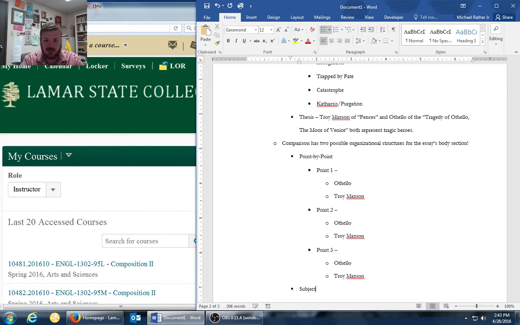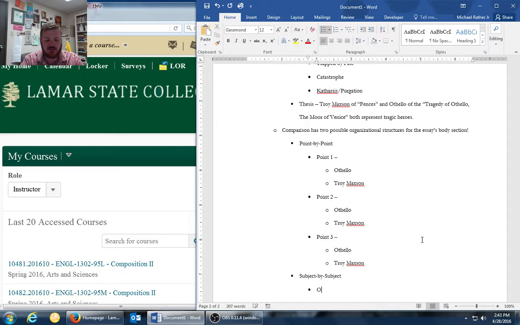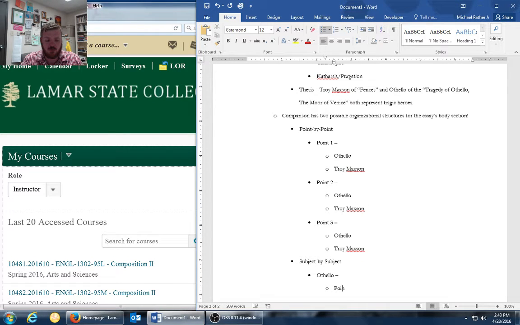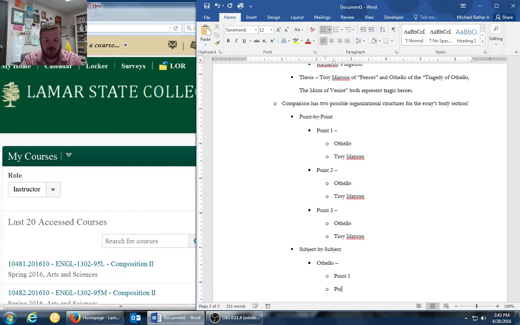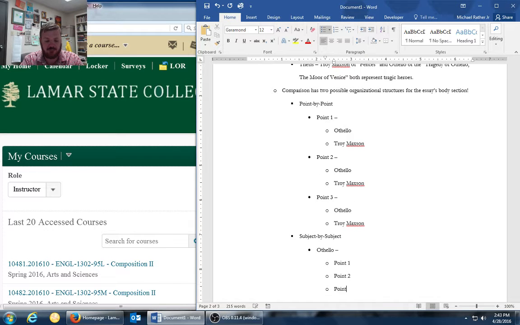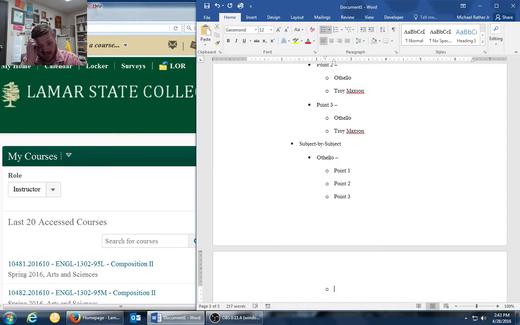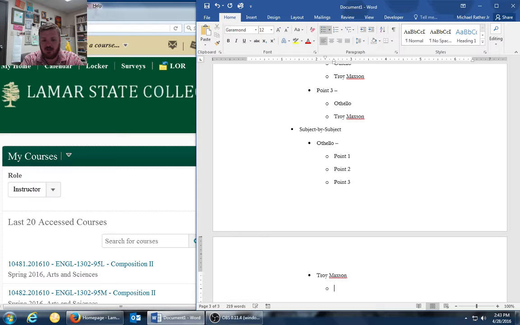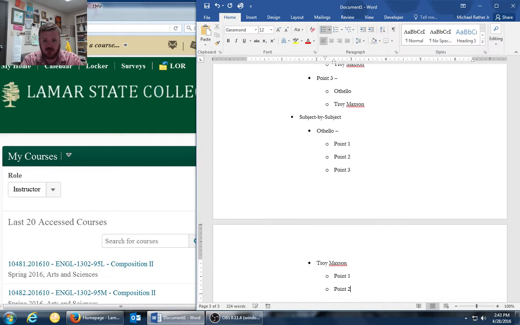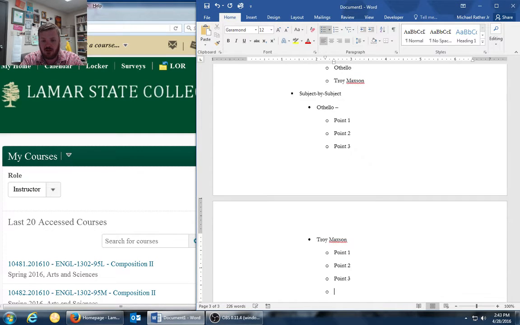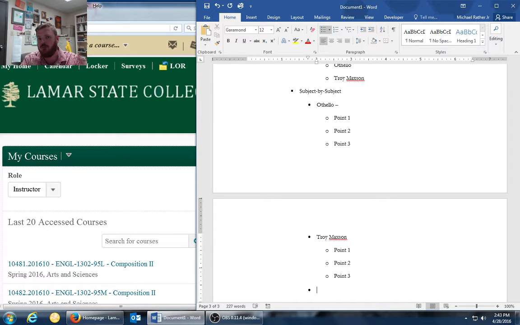Now that's one possibility. You may also do what's called subject by subject, where you do a section on Othello and you talk about point one, point two, and point three, using the example, explain, and transition with that. Then you do a section with Troy Maxson from Fences, and you do point one, point two, point three. Now, I'm not going to tell you what these points should be.